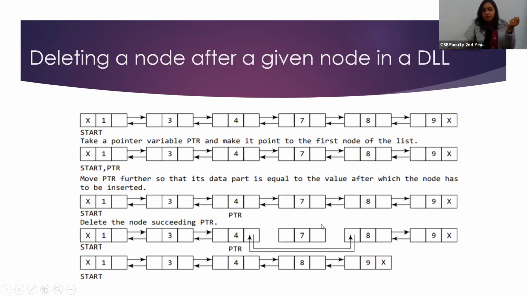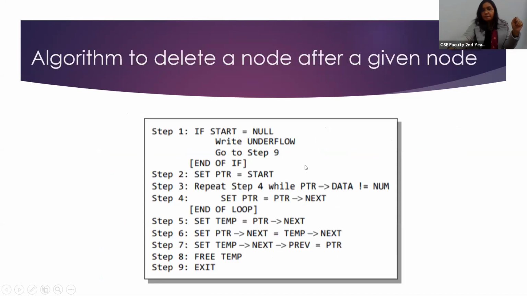This way also you can do, otherwise you can take pointer, pre-pointer, and you can keep moving such that pointer is here, pre-pointer is here, then you can do it. Any way, whichever you are comfortable with, you can do. The meaning should remain the same, that's all. So this is deleting a node after a given node in a doubly linked list.